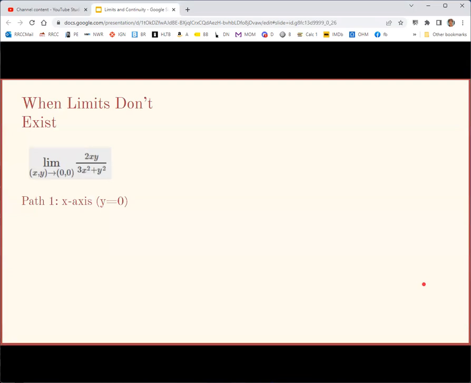As with limits of functions of single variables, the interesting examples to study are ones where limits don't exist. So here is one such example. We want to find the limit as (x, y) approaches the origin for this function here, 2xy over 3x squared plus y squared. So the first path we're going to take is the x-axis, and that's where y is equal to 0. So when you pick one of these horizontal or vertical lines, you can just put that constant in for that variable. So here we're going to replace y with 0.